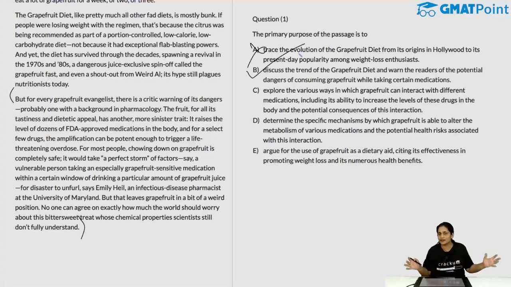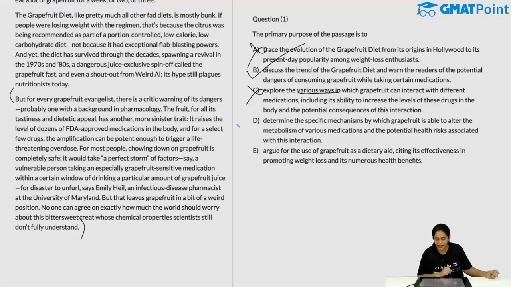So explore the various ways. There are no various ways. Only one way is given, that is increasing the effect or amping up the effect of the medication. There are no various ways discussed. And this is also not the focus. The focus is to basically give you a warning that there is a potential grave consequence over here. It is not a scientific passage discussing the different drug interactions as such. That is not the focus at all. So C can be eliminated because it is not a focus area. A and C are giving you side points, not the focus area at all.